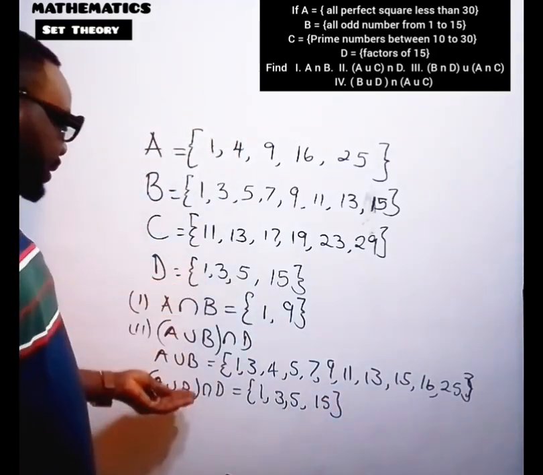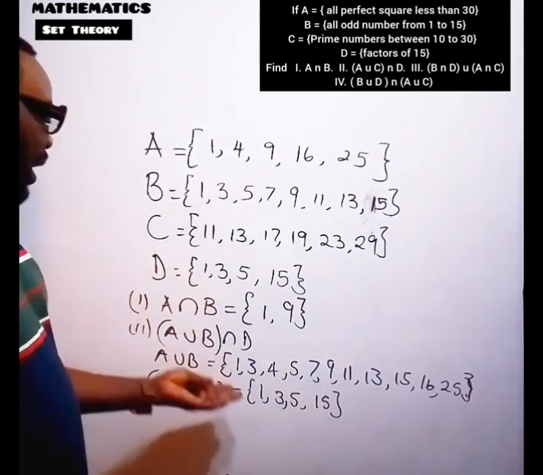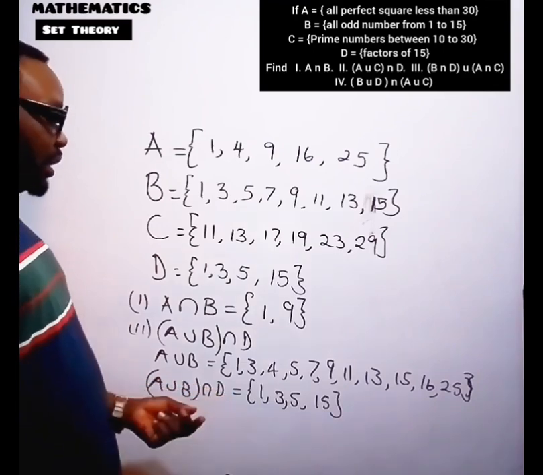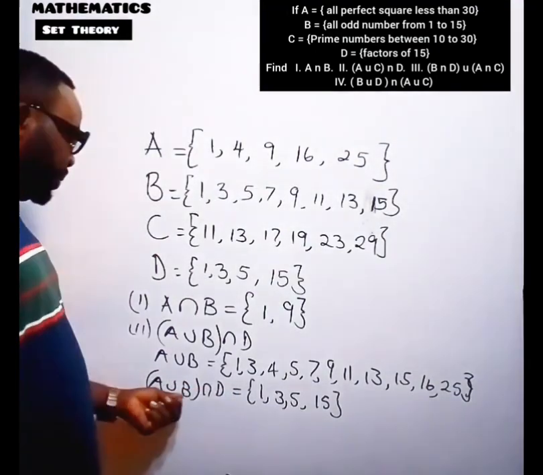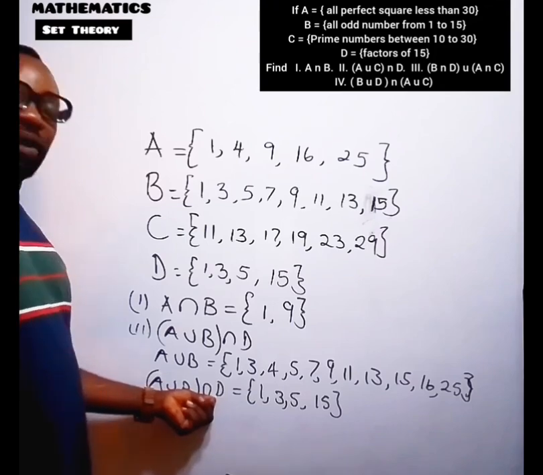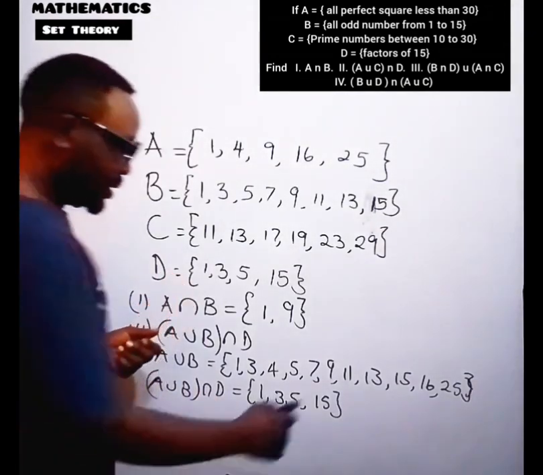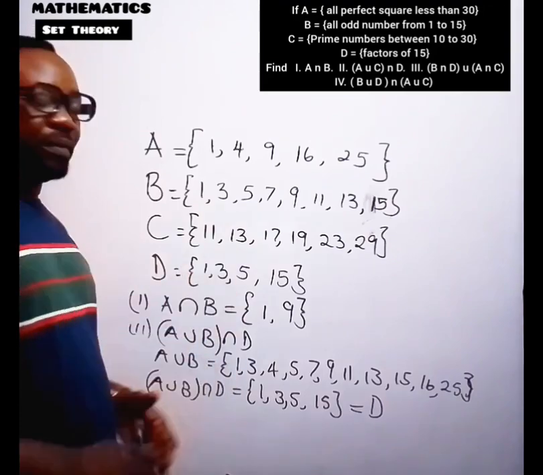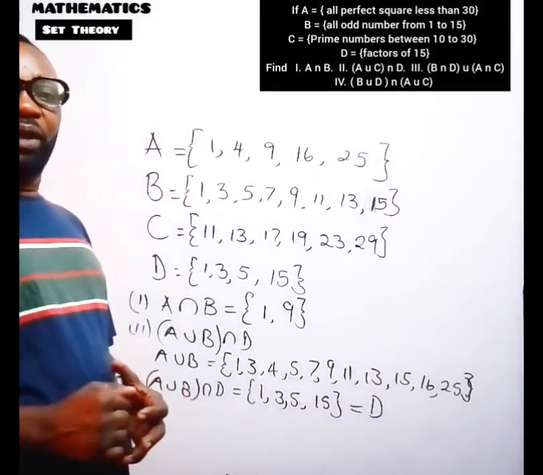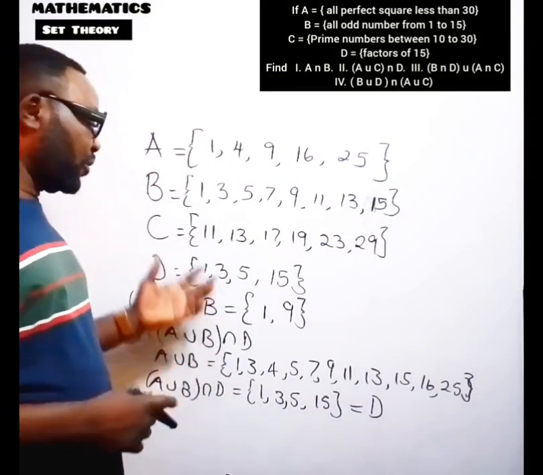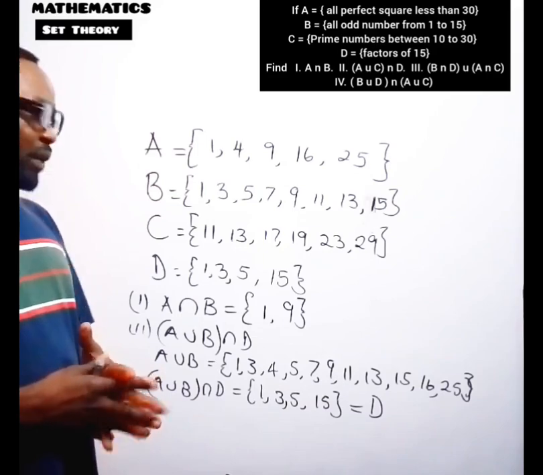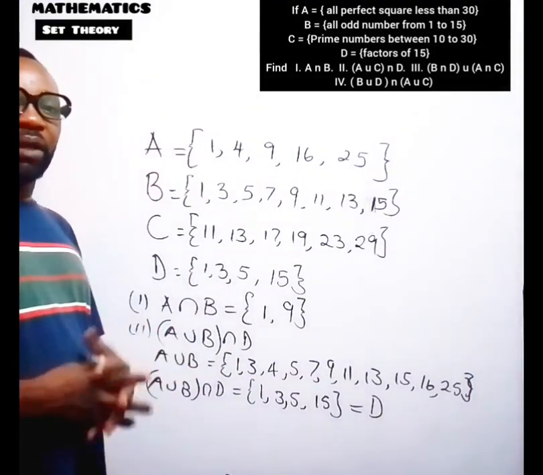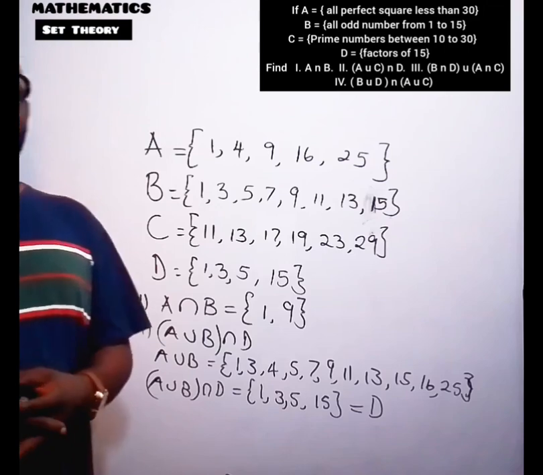You can see that all the elements in D are in A union B intersection D. So you can just say that A union B intersection D is equal to D. The numbers are the same and the elements within them are the same as well. They are equivalent to one another because all the elements are the same. That's the second question we've been able to solve.